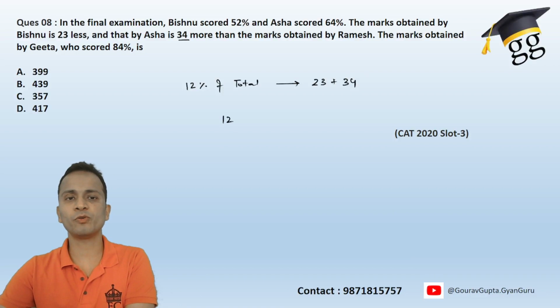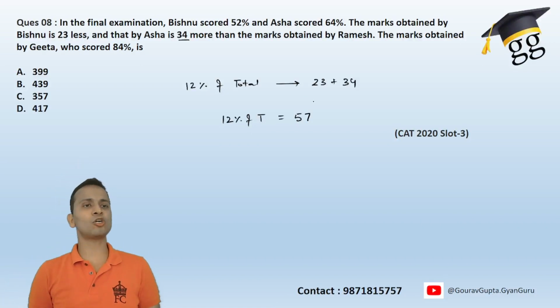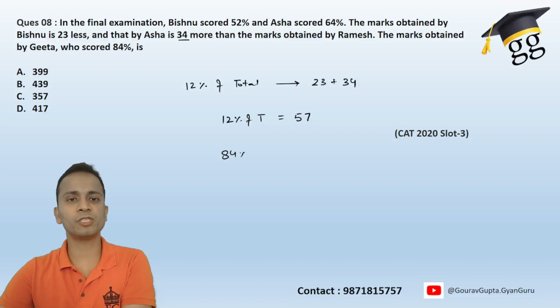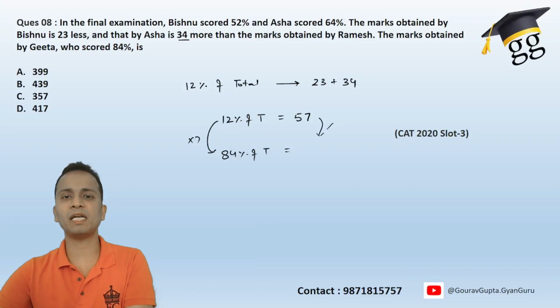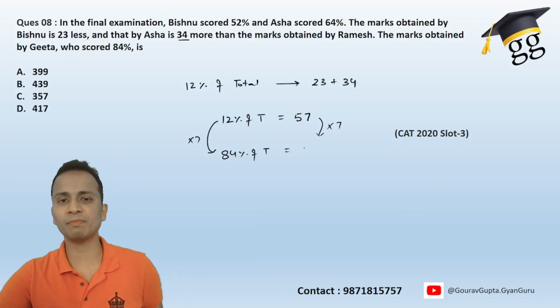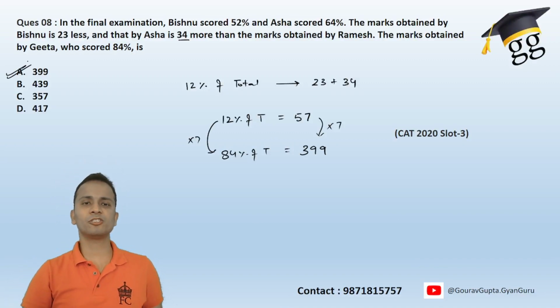All right. So you can say that 12 percentage of total marks is equal to 57. Done. Now the question is the marks obtained by Geeta who scored 84 percentage. So we have to find out 84 percentage of total. Very simple. 12 multiplied by 7 is 84. So just multiply 57 by 7 and that will be your answer. 57 multiplied by 7 is 399, and the correct answer is option A.